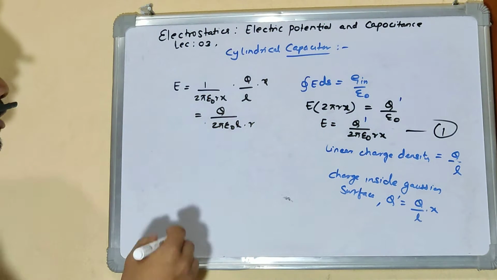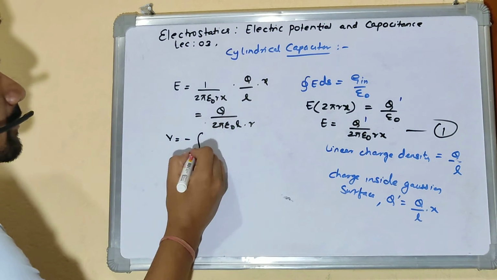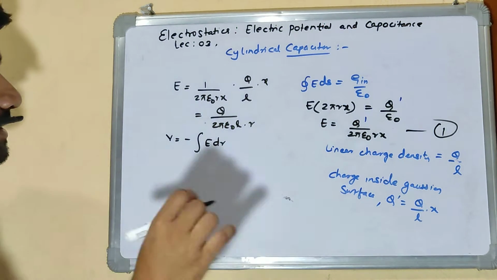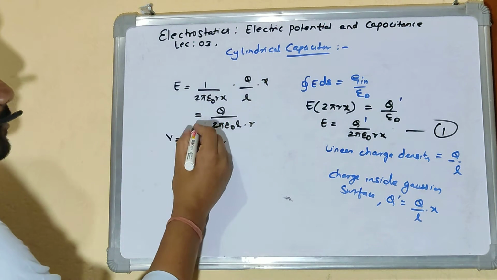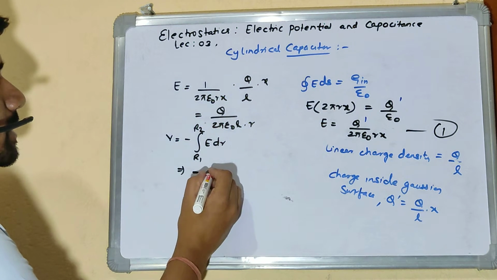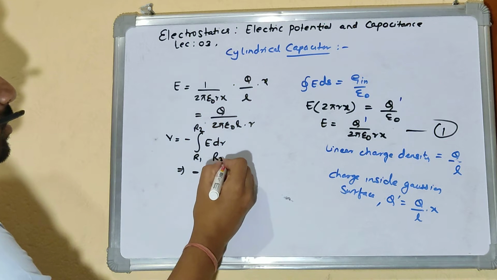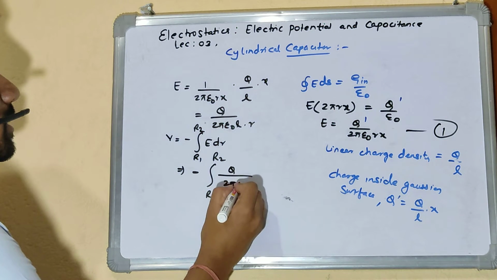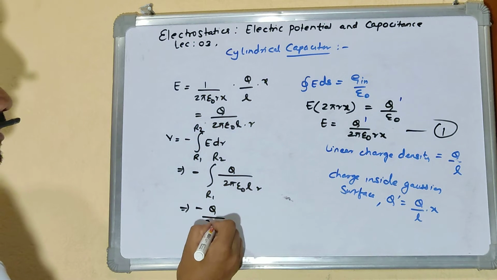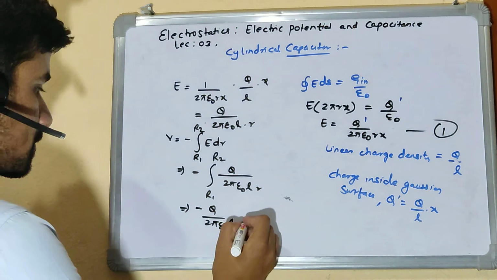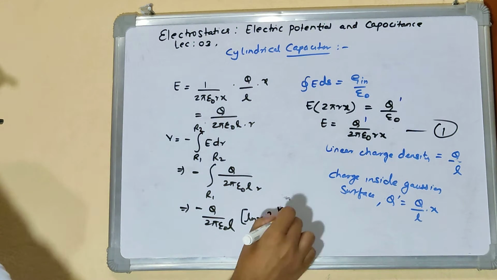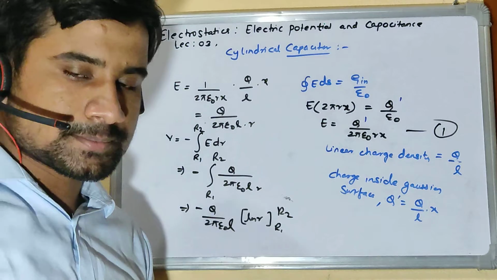Now, I know potential is the integral of electric field over distance, right? And this is from, let's say, radius r1 to r2, which we discussed. So we need to integrate this quantity: minus integration from r1 to r2 of q by 2 pi epsilon naught L r. This all is constant, so minus q by 2 pi epsilon naught L will come out. This will become ln r from r1 to r2. This is my potential now, right?